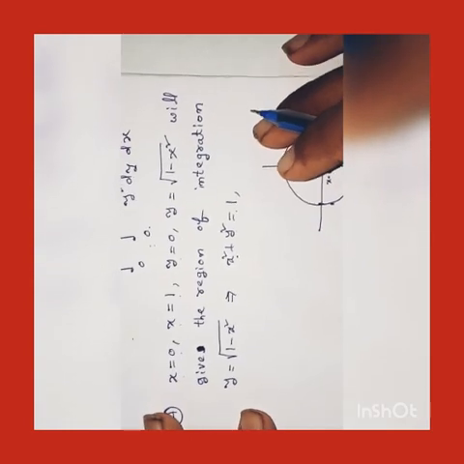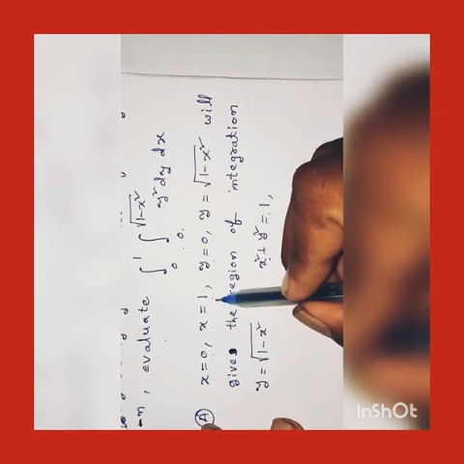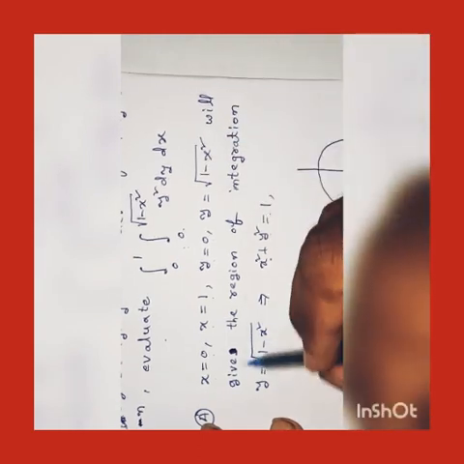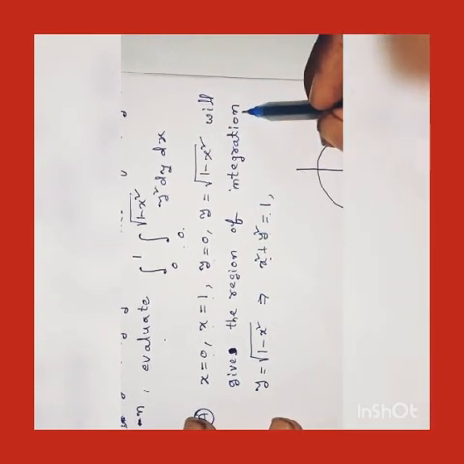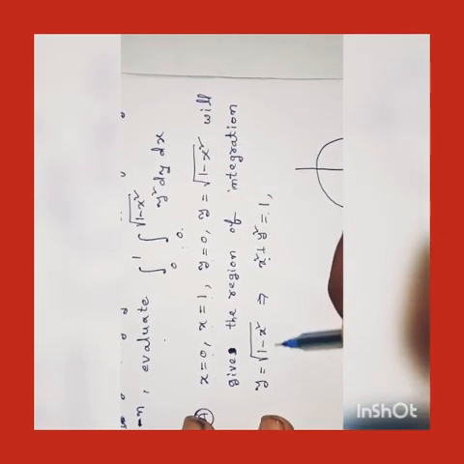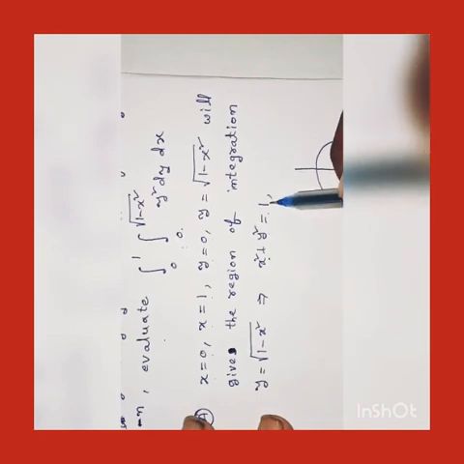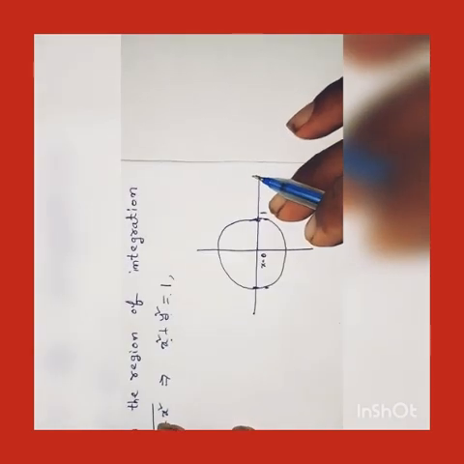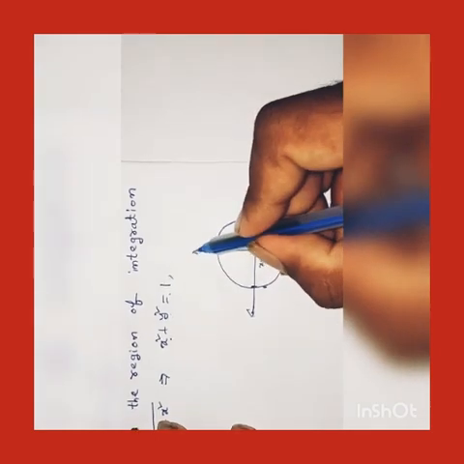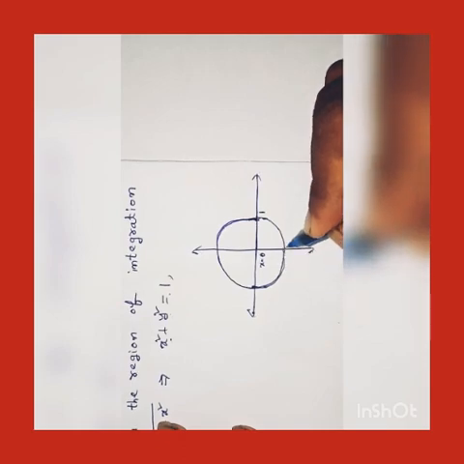Now, the limits x is equal to 0, x is equal to 1, y is equal to 0, y is equal to root of 1 minus x square will give the region of integration. Here y is equal to root of 1 minus x square will give the circle x square plus y square is equal to 1. Now let us consider the xy plane. This is the xy plane. This is the given circle with radius 1.